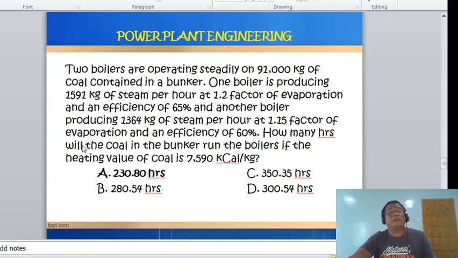So how many hours will the coal in the bunker run the boilers if the heating value of the coal is 759? Take note, class, that the boilers consuming the coal inside the bunker number two. So we have the first boiler and the second boiler. The options now are A, B, C, and D. Okay, so let us now solve for the time required.